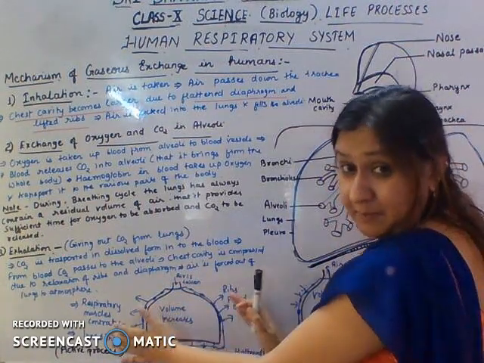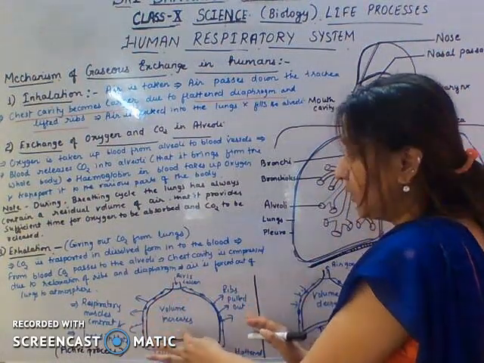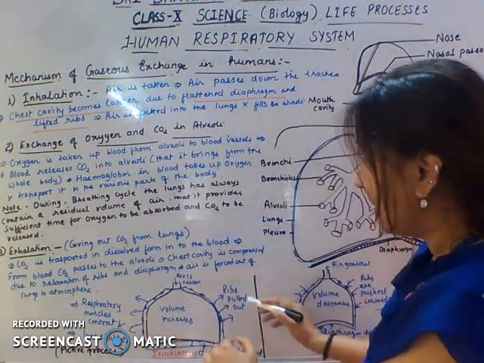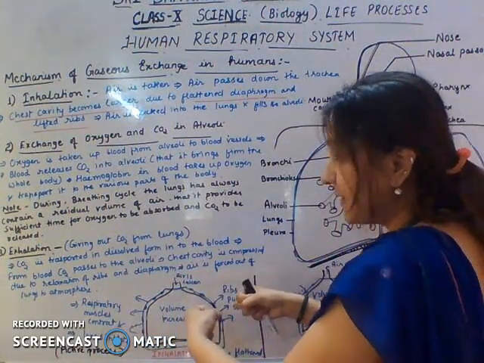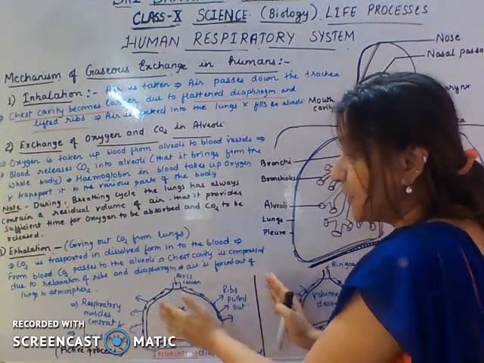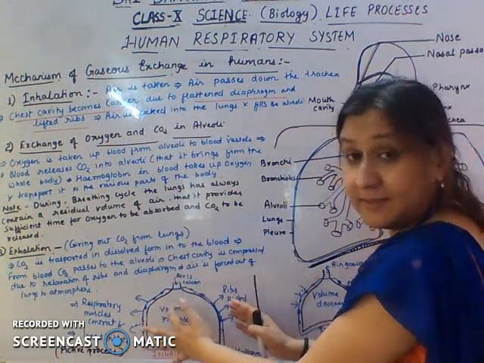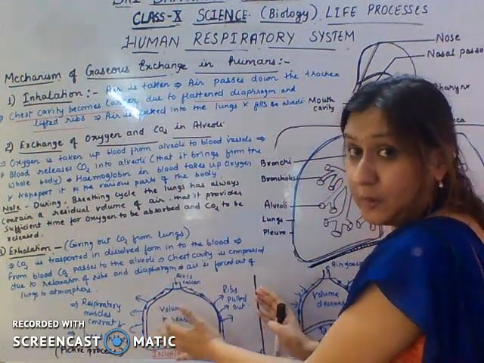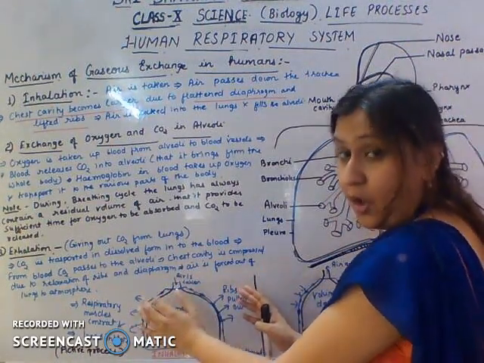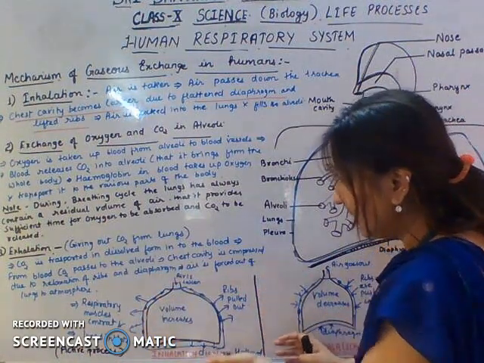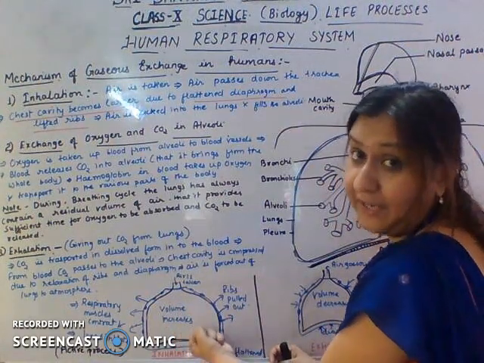So the chest cavity becomes larger as you are inhaling the air. The volume increases, and the ribs are also pulled outside. When the ribs are pulled outside, the respiratory muscles contract, and the lungs get inflated, meaning they get larger in size. And the diaphragm goes down, or you can say the diaphragm gets flattened.